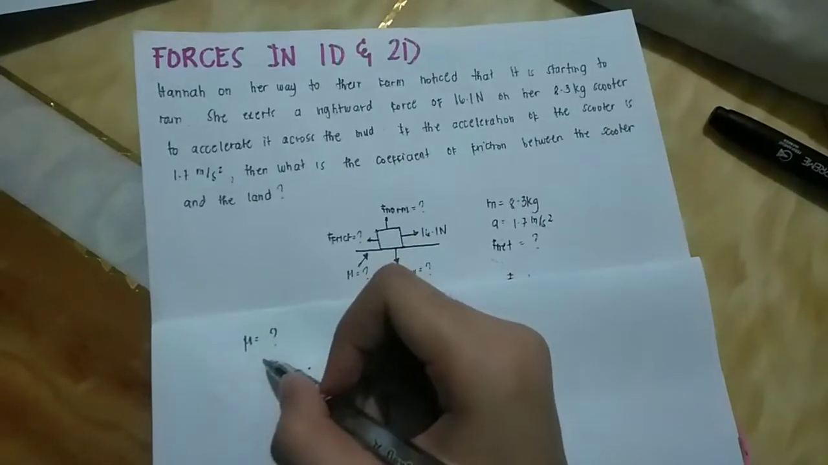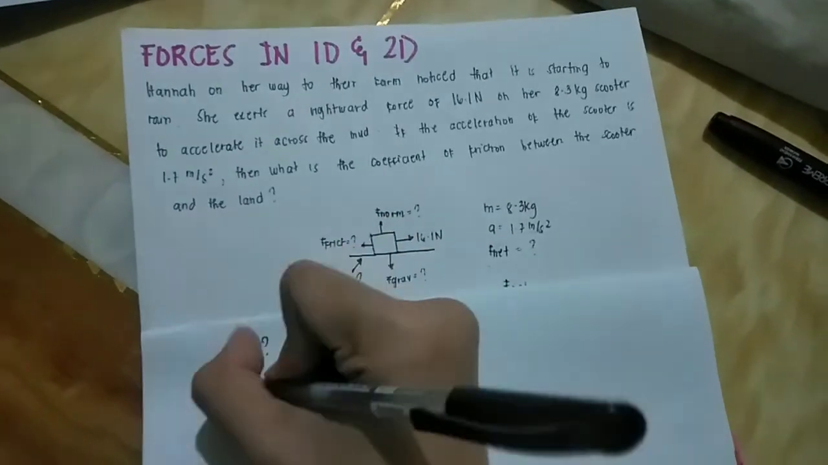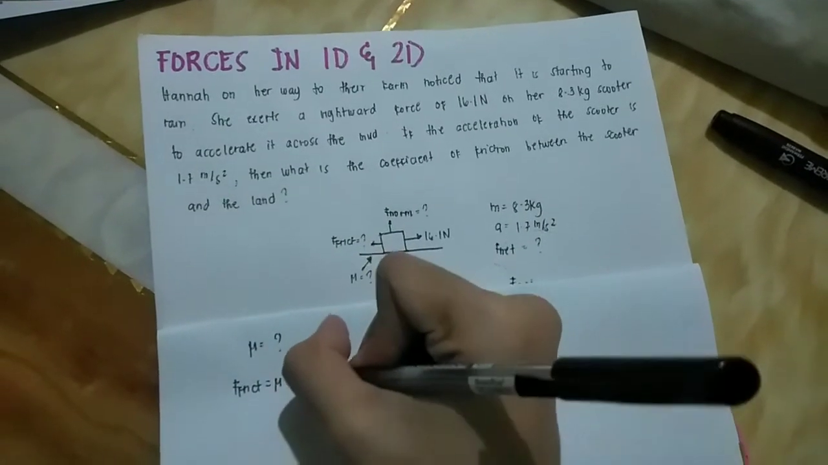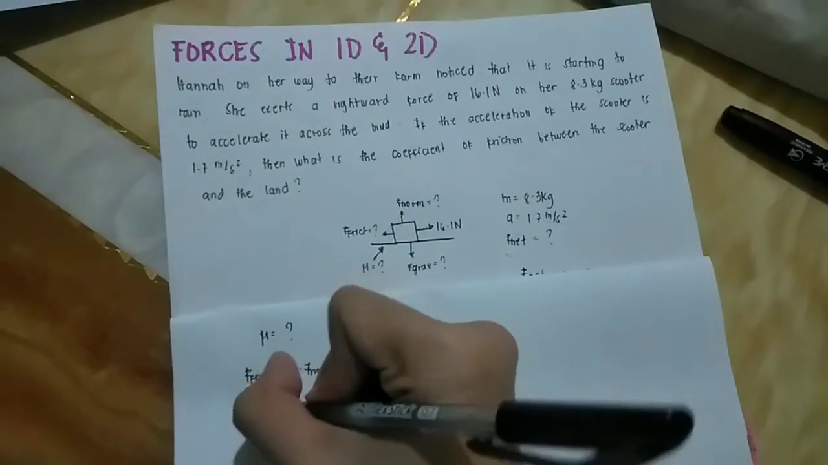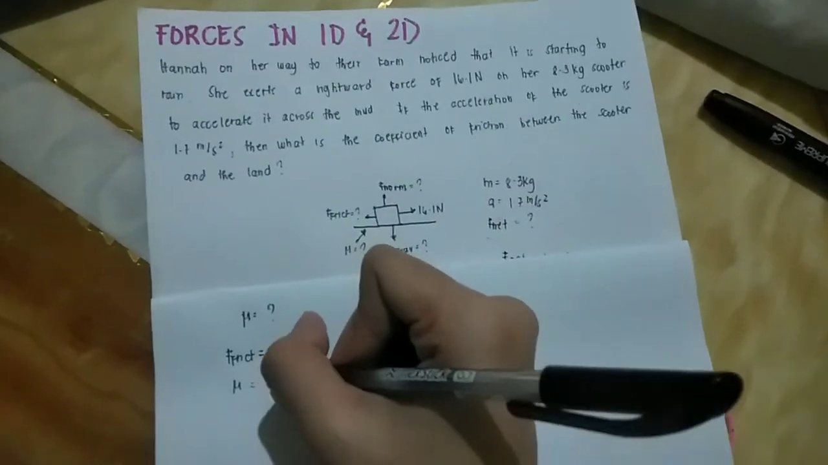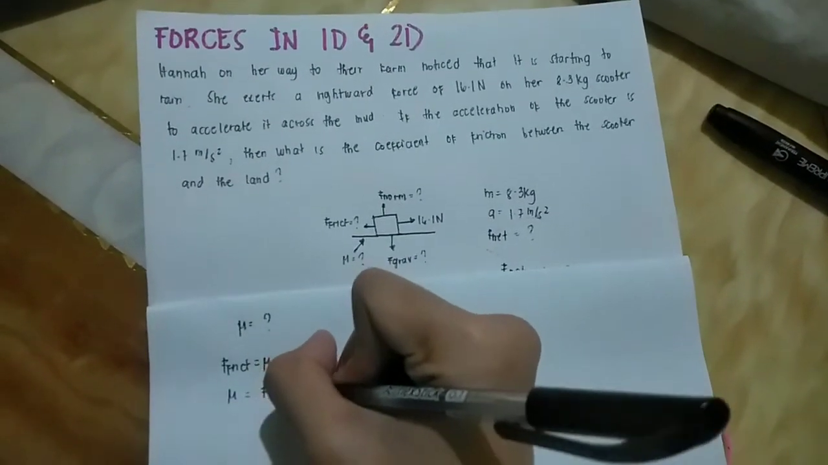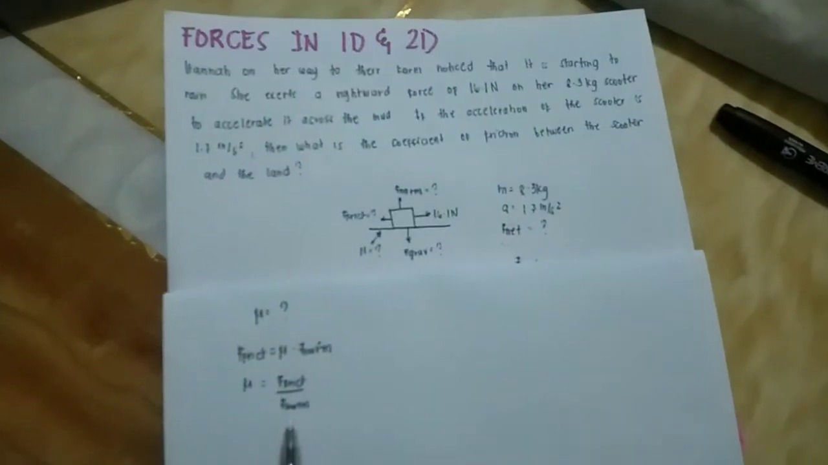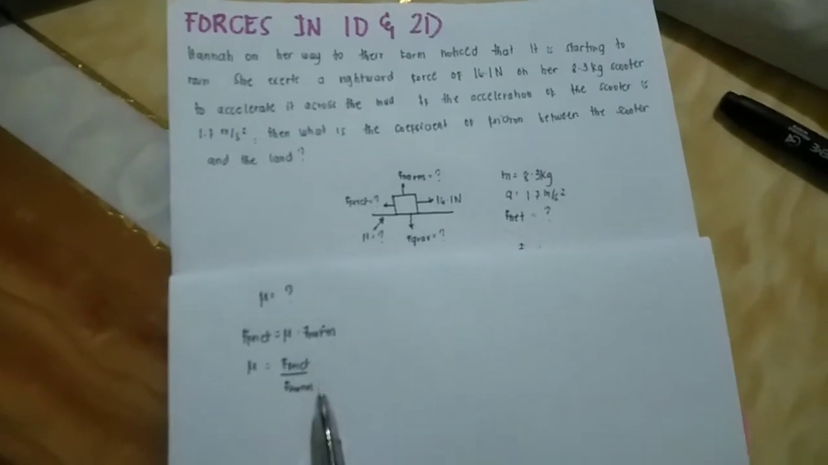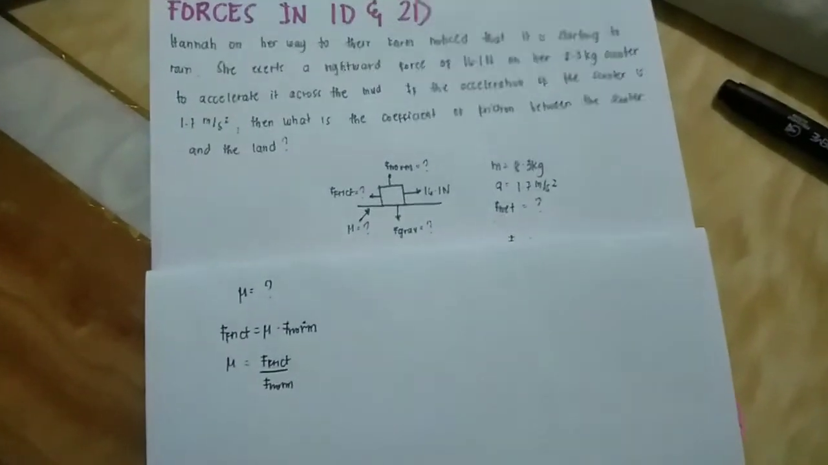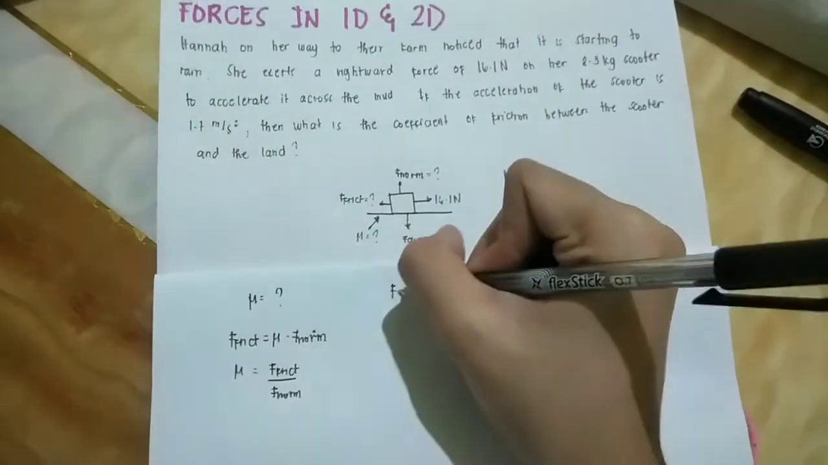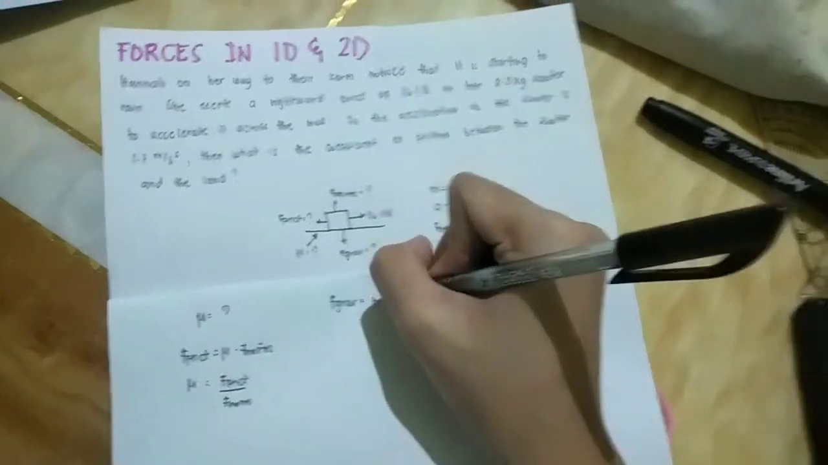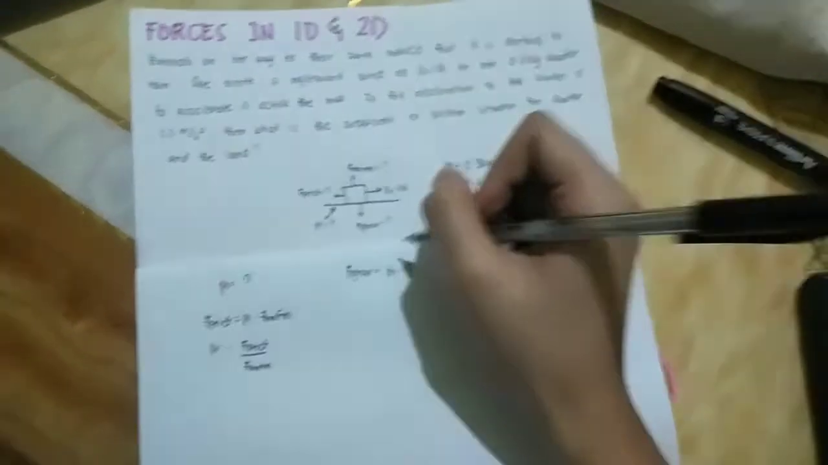The main value that we need to get in this problem is the coefficient. In order to get the coefficient, we need to derive the formula for the F brake, which is F brake equals mu times F norm. If we derive this, the formula for the coefficient will be mu equals F brake over F norm. So in order to solve for mu, we need to find the value of F brake and F norm. And in order to find those, we need to find first the gravitational force.